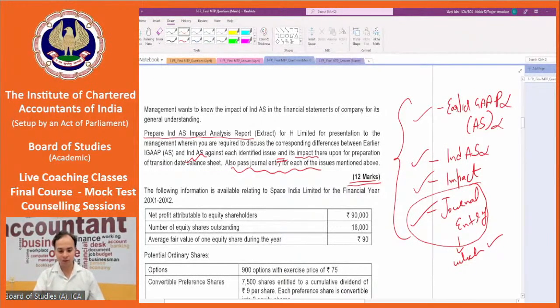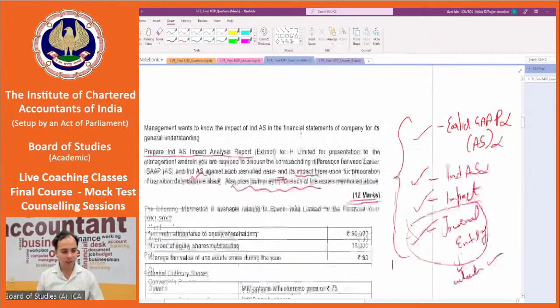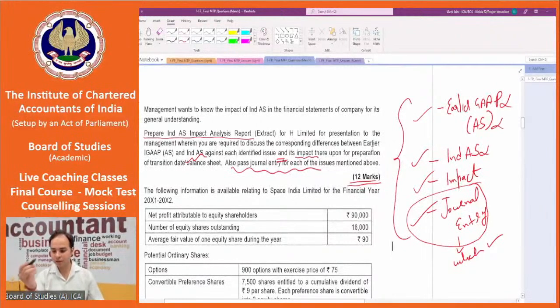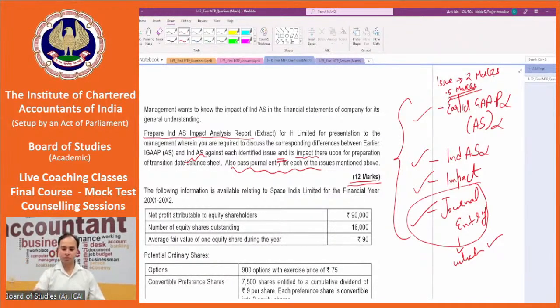Suppose this is a 12 marks question, and there are 6 issues. Just for the sake of instance, don't take it as it is. Suppose one issue is of 2 marks, and all these 4 items carry 0.5 marks each. This is just for the sake of instance. We do not know exactly how the paper setters will do this exercise for a particular question.